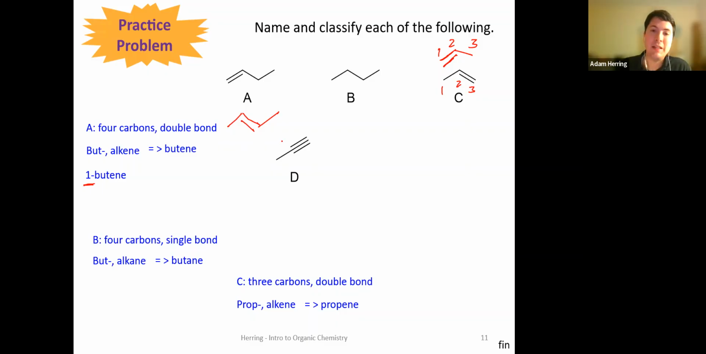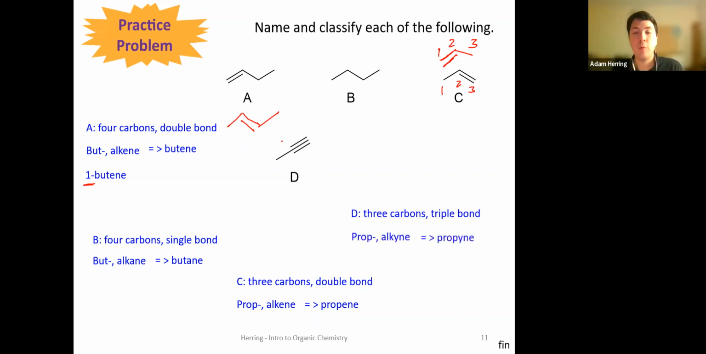All right, now D. This is 3 carbons and a triple bond. 3 carbons uses the prefix prop. Triple bond means it's an alkyne. So this would be propyne. And similar to C, it doesn't matter if we were to draw the molecule like this. It's the same molecule, just rotated around. So we don't need to use that numbering system.